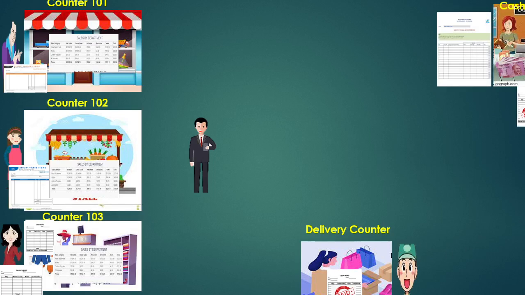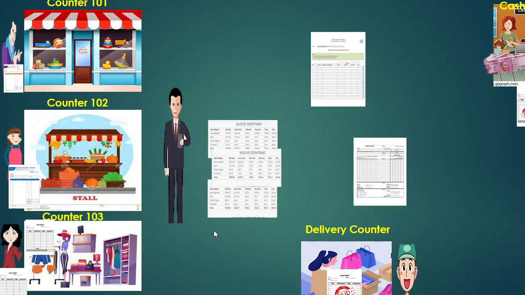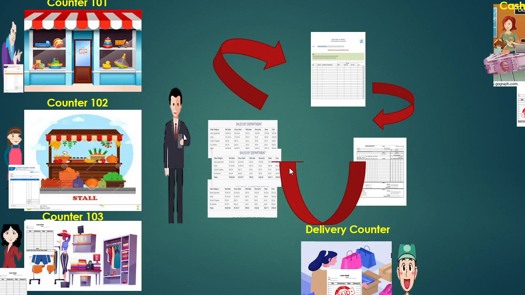And here the person at the delivery counter again should prepare a goods delivered note or goods delivered summary based on the cash memos. And after preparing these summaries, they should be handed over to a responsible officer. This responsible officer should compare all the three documents, and all these documents should tally. After confirming that all these documents are tallying, this responsible person will put a signature on all the documents.